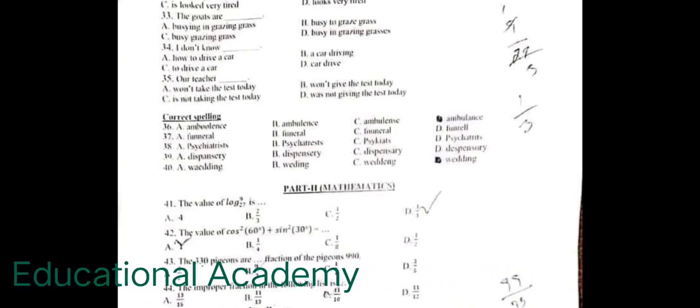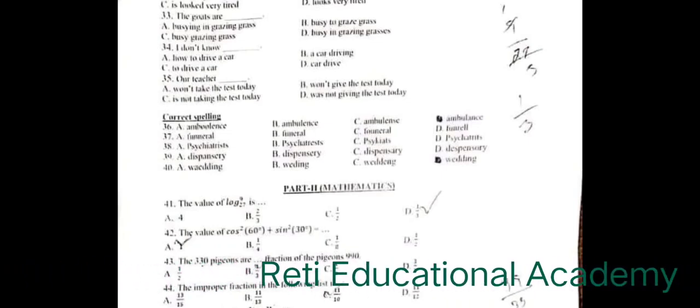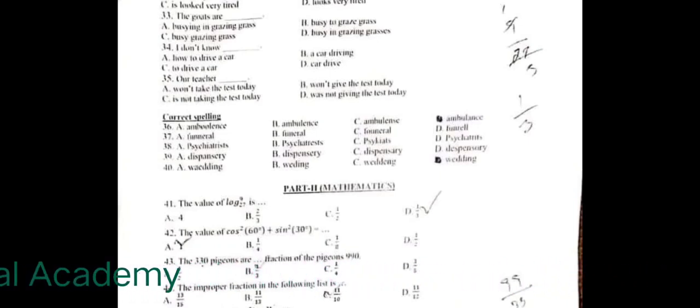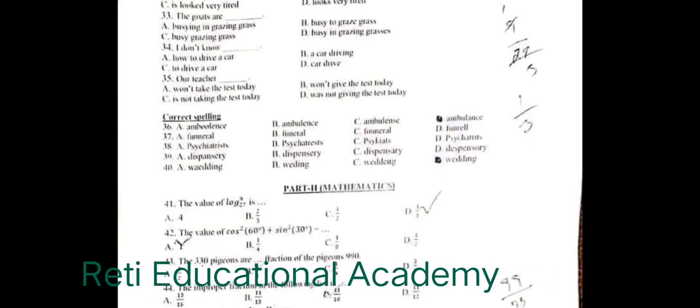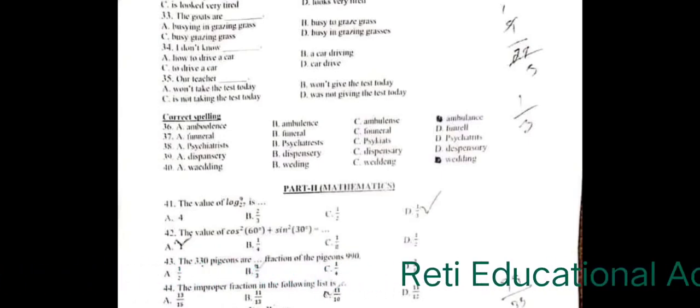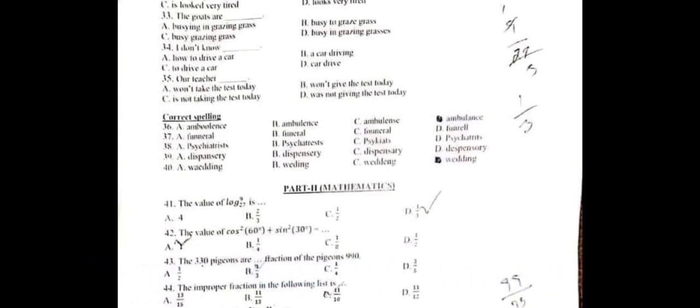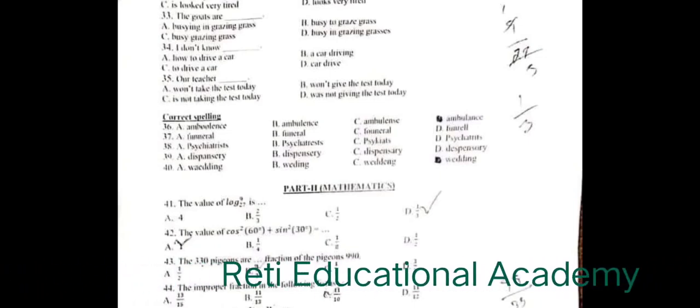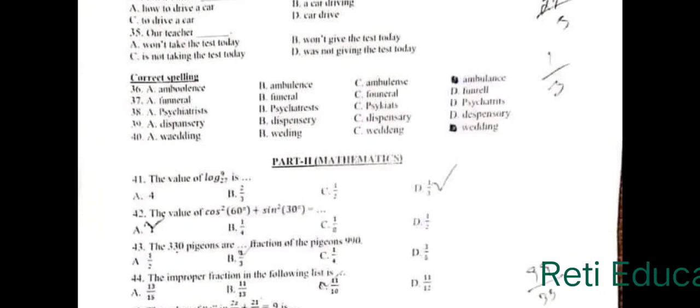Now comes correct spelling. In number 36, D is the correct spelling of ambulance, AMBULANCE. Number 37, B is the correct spelling, FUNERAL, funeral. Number 38, psychiatrist is the correct spelling, A. Number 39, C, dispensary is the correct spelling. And number 40, D, wedding, WEDDING is the correct spelling.